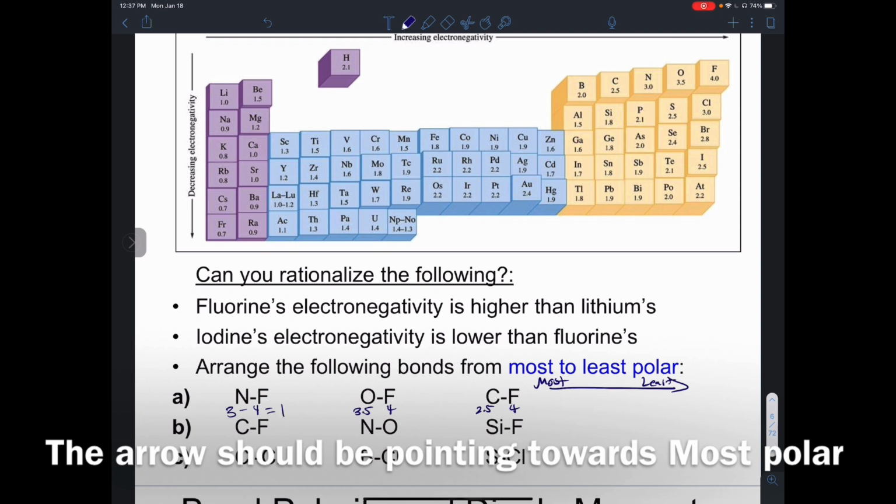I didn't really need to calculate that to figure out the answer, and I hope that you won't need to either. Whether it's a positive or negative number doesn't matter. The difference is 0.5. The difference between these two electronegativities is 1.5. So the greatest electronegativity difference is going to be the most polar. So CF has the greatest difference, OF has the least difference, and NF has the intermediate difference.